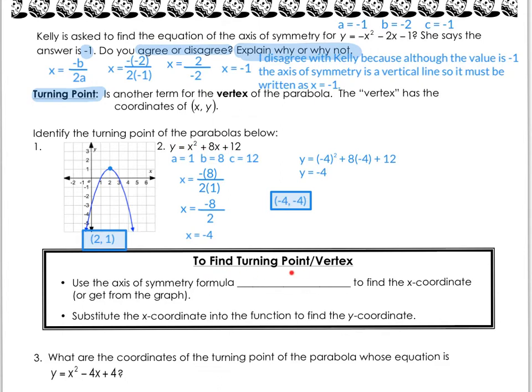Okay, so to find the turning point or vertex, we use the axis of symmetry formula, which is x equals negative b over 2a, to find the x coordinate, or we get it from the graph. Then we can substitute the x coordinate into the function to find the y coordinate.